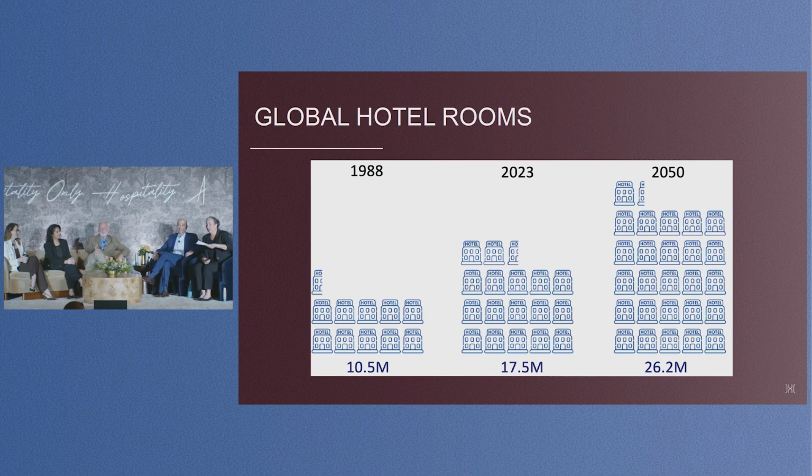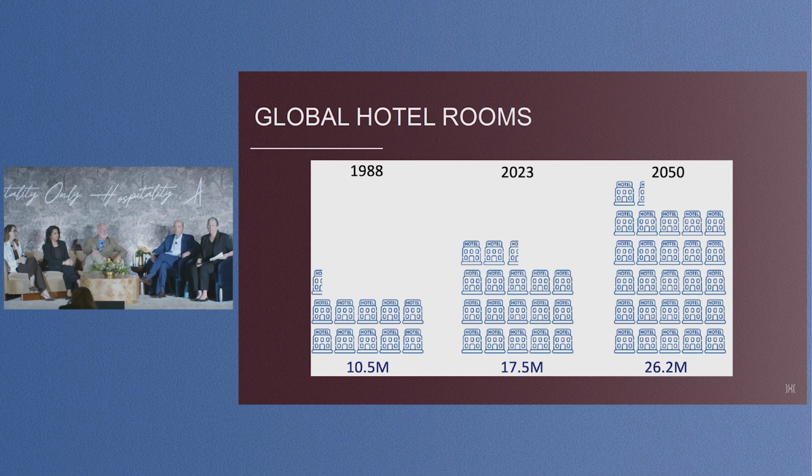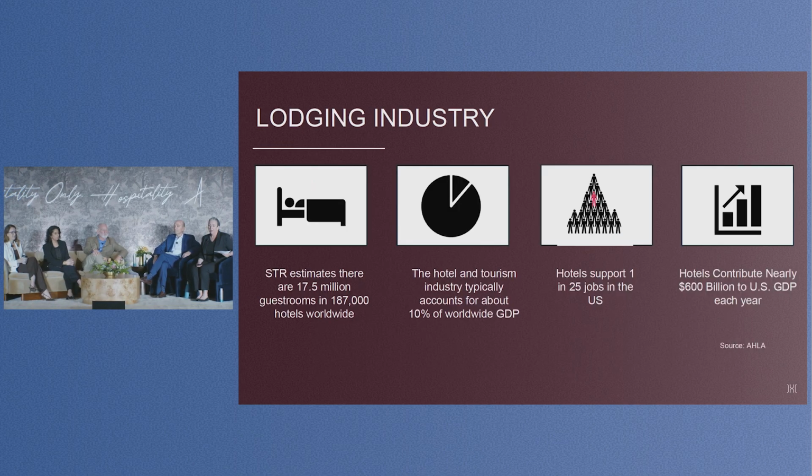So you can see here how the number of hotel rooms globally has increased over the years. You can see why we have this amazing conference and so many conferences all over the world, because this is a huge industry. 17.5 million guest rooms, 10% of worldwide GDP. Hotels in the US support 1 in 25 jobs and contribute nearly $600 billion to US GDP every year. This is an amazing industry we're in.